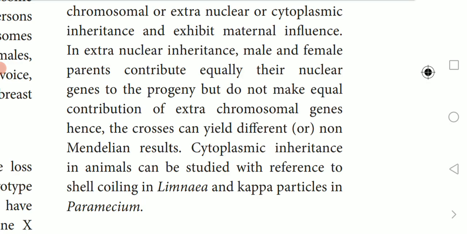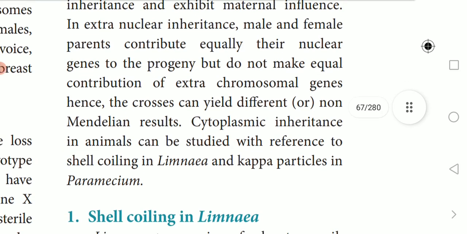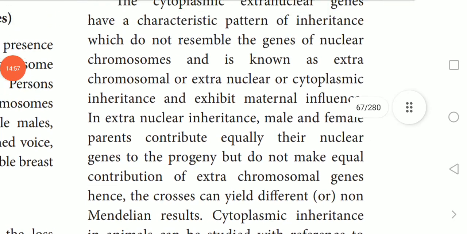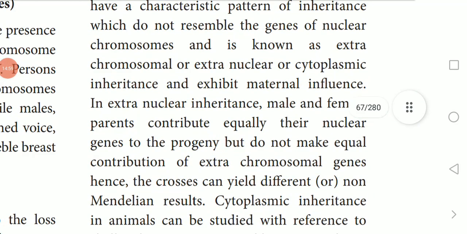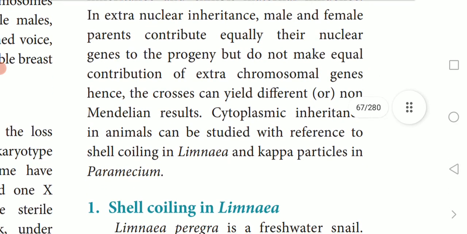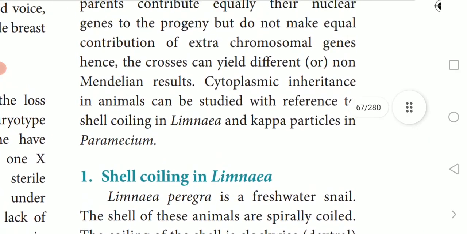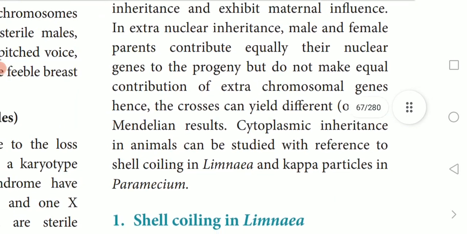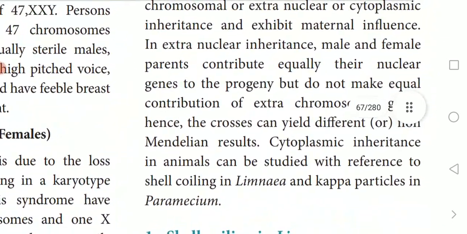Cytoplasmic inheritance in animals can be studied with reference to shell coiling in Limnaea and kappa particles in Paramecium. We'll see how the cytoplasm is balanced in male and female with the examples given here, the snail shell as well as Paramecium. This topic will continue in the next class with these examples.